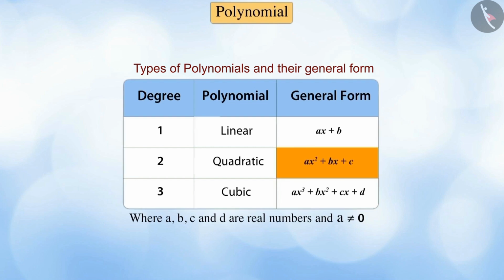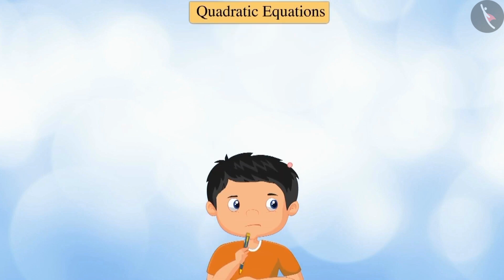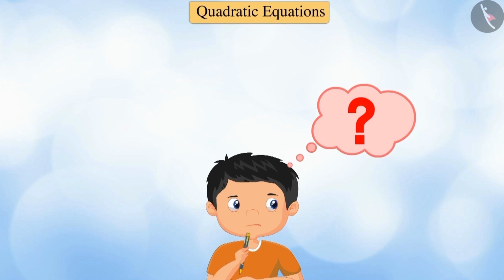Very good. The general form of a quadratic polynomial is ax square plus bx plus c. Now let's understand quadratic equations. Can you tell how a quadratic equation looks?